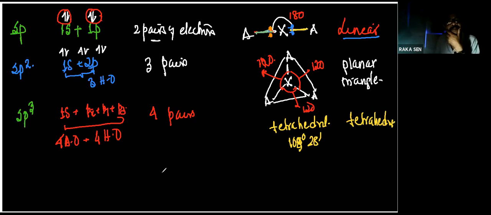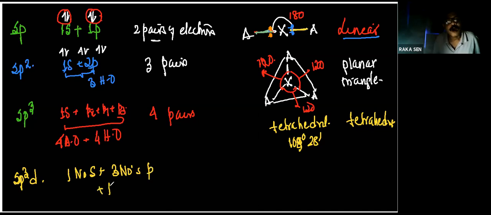If you have sp3d, how many orbitals are you now mixing? 1s, 1 number s, plus 3 numbers p, plus 1 number d. So 1, 3, 4, 5. So you are now mixing 5 atomic orbitals. This will give you how many hybrid orbitals? 5 hybrid orbitals. How many maximum number of electrons? Each orbital can have a pair of electrons. So there are 5 pairs.